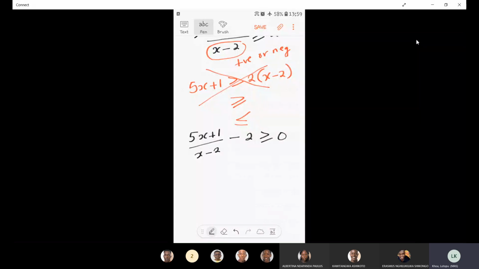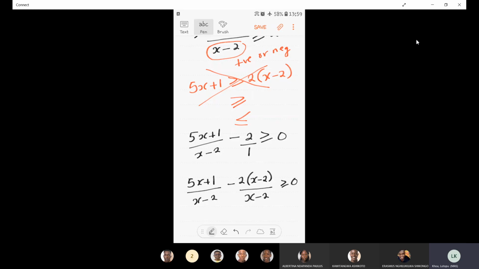It only changes when we multiply or divide by a negative number. So here I've added negative 2, or subtracted positive 2, on both sides. My inequality is still facing the same direction. So I have two fractions here. In order to add them, I must make the denominators the same. So I will have (5x + 1)/(x - 2) - (2x - 2)/(x - 2).